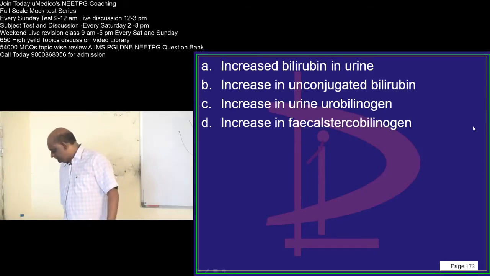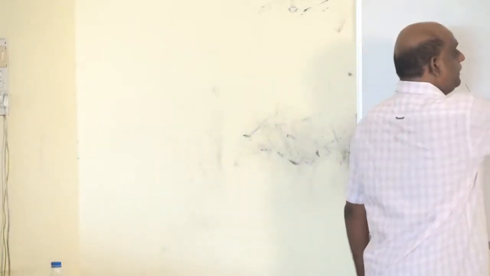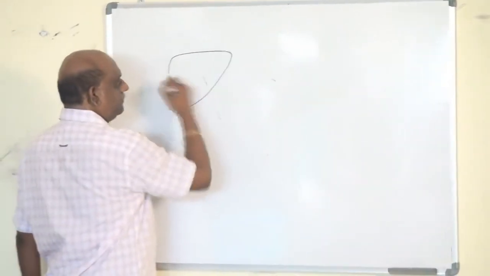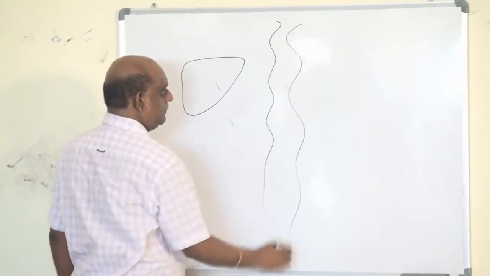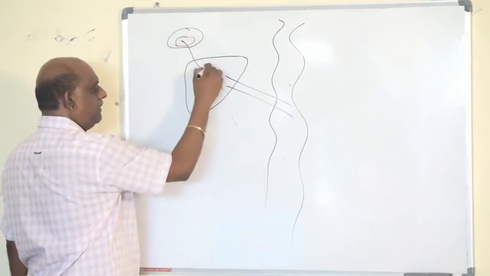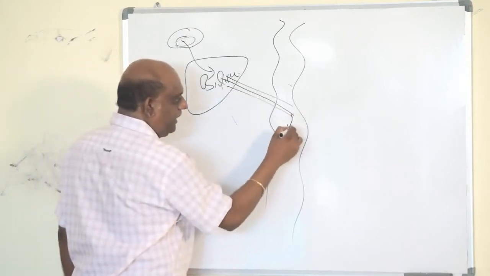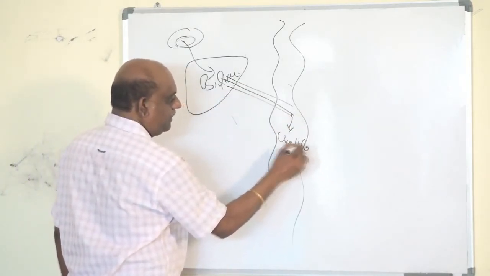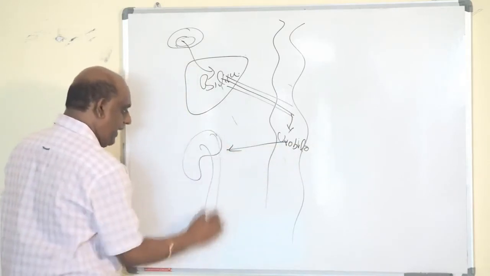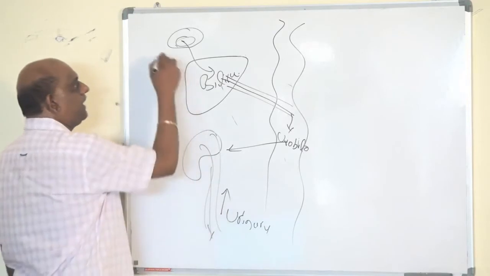Let me come back to you. A lot of students have confusion on this very important area. I don't want you to have confusion. See, this is the liver, doctor. This is your gut. Whenever the RBCs are broken, you have the bilirubin which enters into the gut and is converted into urobilinogen. Urobilinogen is absorbed back into the blood, goes to the kidney and is excreted into the urine. So urinary urobilinogen is increased in case of hemolysis.